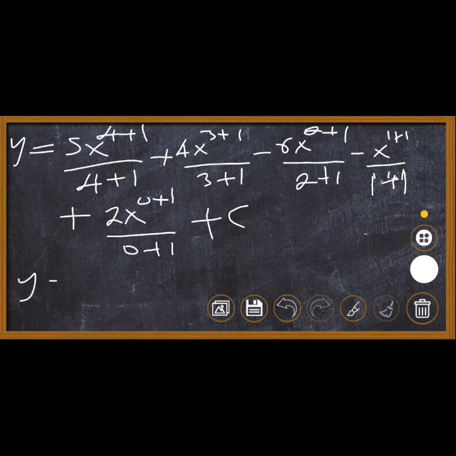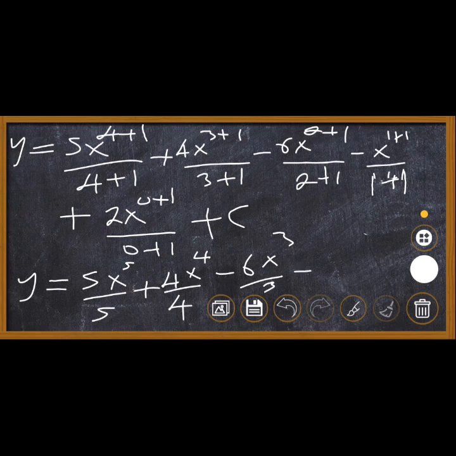So the one point you should understand here is that whenever you are given a constant number to integrate, you simply add the variable that is present raised to power 0. That's how it goes. So in this case, we're going to have 5x^(4+1), which is x^5, over the denominator 4+1, so it's 5. Then added to 4x^(3+1) over 4. Then subtract 6x, on the power 2+1, which is 3, over 3 also.